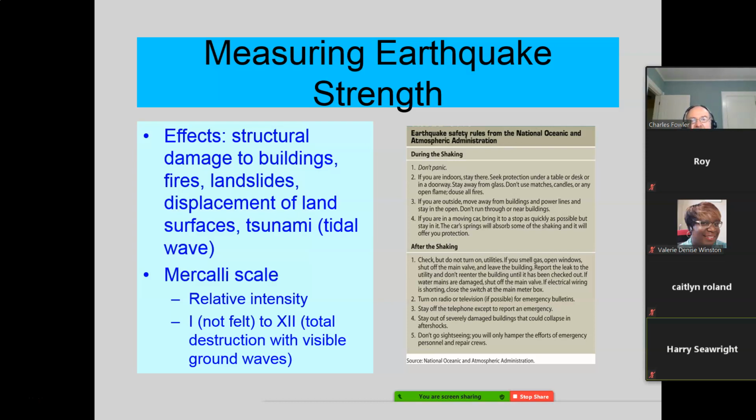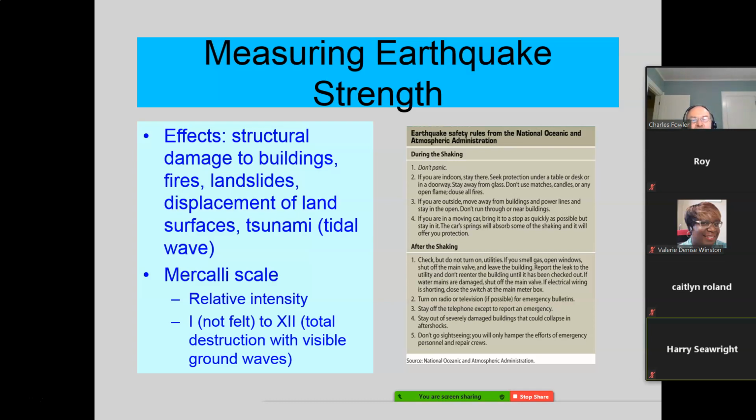Stay out of severely damaged buildings because there can be aftershocks, and if there was enough shaking going on and an aftershock comes, what just shook before may fall now. Okay, so stay out of damaged buildings.